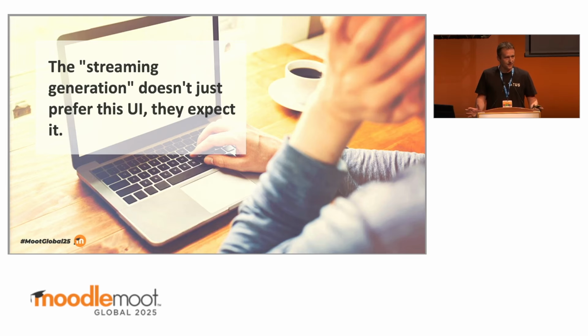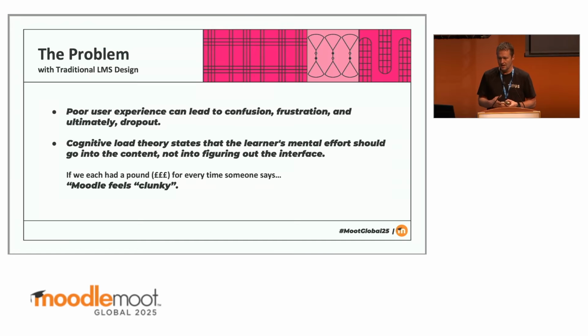But on average, Netflix users spend about 3.2 hours a day streaming content. And 75% of that actually comes from personalized recommendations that Netflix is pulling through on that homepage, where it's trying to hook you in and get you to binge watch the next series or next movie. It's a term that's coined the streaming generation. They don't just prefer this user interface, they actually demand it, they expect things to work in a certain way. So this is the problem that we've got with Moodle. Ultimately, if we deliver a poor user experience, we end up with confused learners, frustrated learners, and ultimately learners that might drop out or disengage with the Moodle platform.